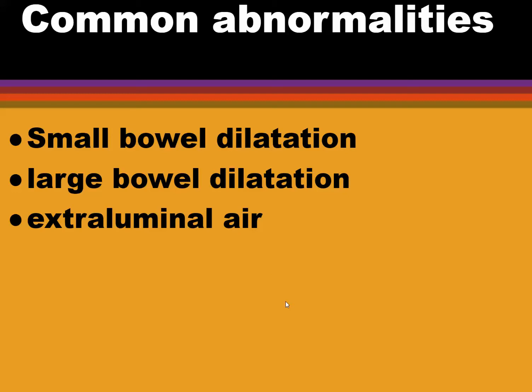Patient comes into A&E with abdominal distension, vomiting, not passing feces or flatus. We're thinking about obstruction, and an obstruction of bowel causes dilatation. Or if a patient comes in with severe abdominal pain, acute onset, we're thinking about bowel perforation. We want to look for extraluminal air.